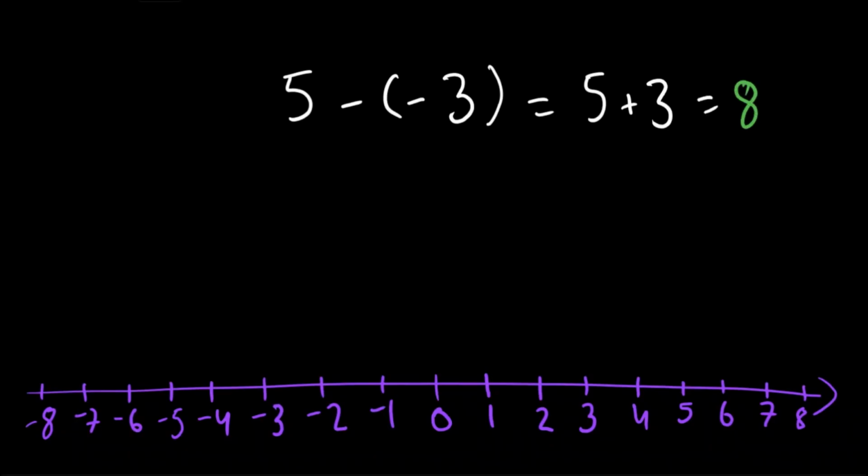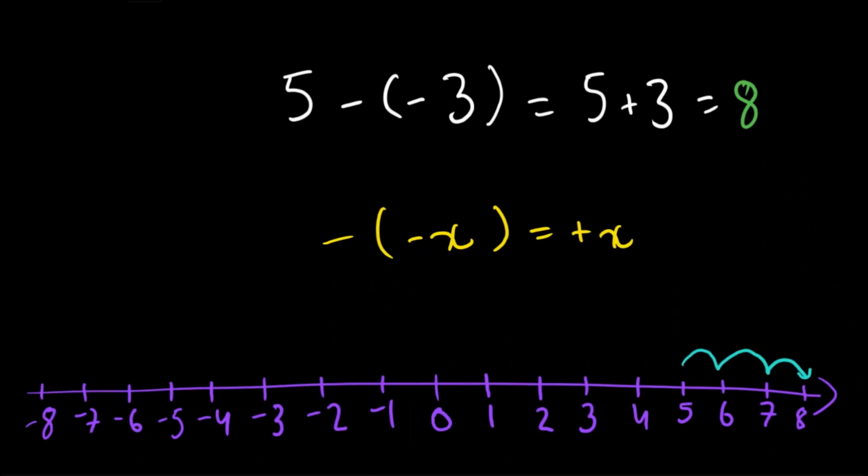But just to make sure, let's try this on our number line. So we start at 5 and we move opposite of 3 to the left, which is 3 to the right. So we go 1, 2, 3, we end at 8, and that makes sense. Here's the general rule that we can write for this. Subtract a negative, that's the same as adding. So subtracting -x is the same thing as adding x.